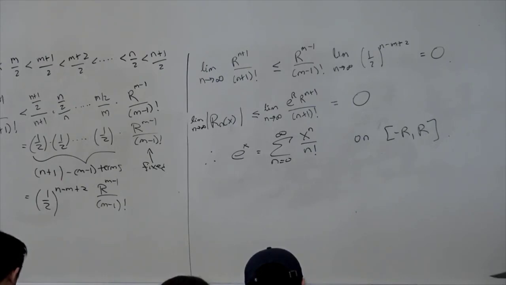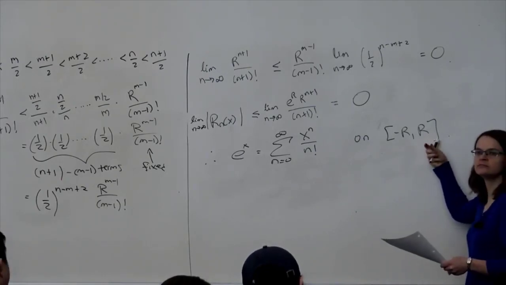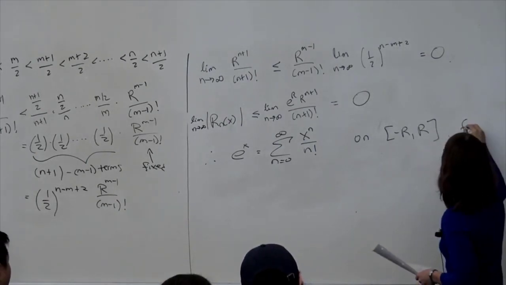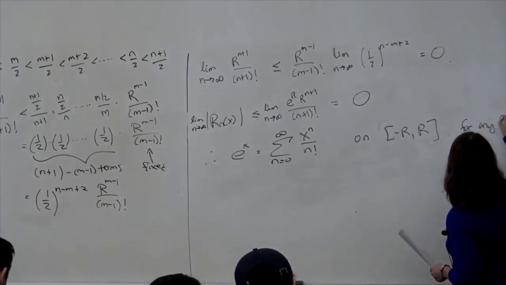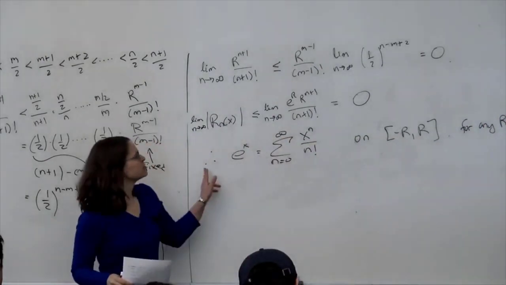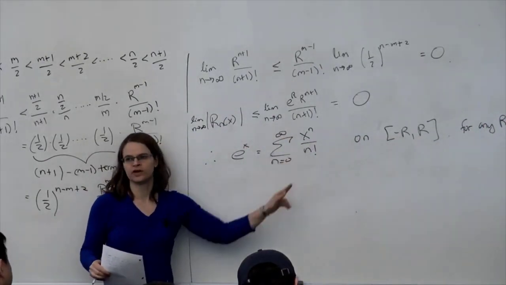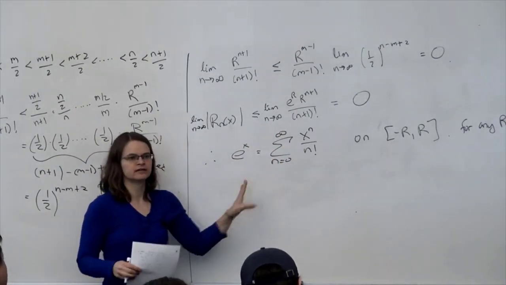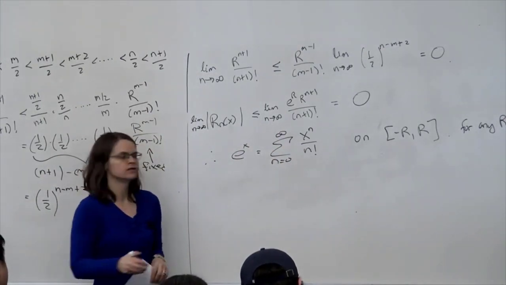There was nothing particularly special about the r that we picked. It could have been anything. So this actually works for any r. And that means this works for any value of x. This Taylor series representation is valid for all x that are real numbers.